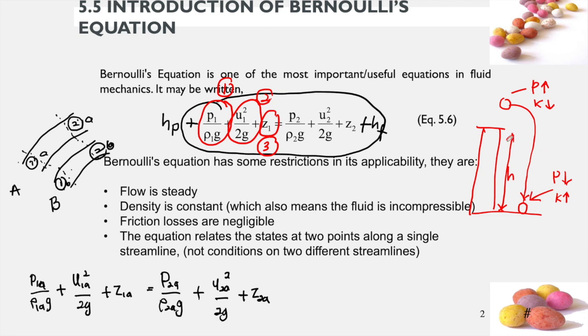It is the same with Bernoulli's equation, but Bernoulli's equation adds another term, which we call pressure energy. So the first term is pressure energy: P1 over rho g is pressure energy. The second term, u1 squared over 2g, is kinetic energy. The third term is potential energy.